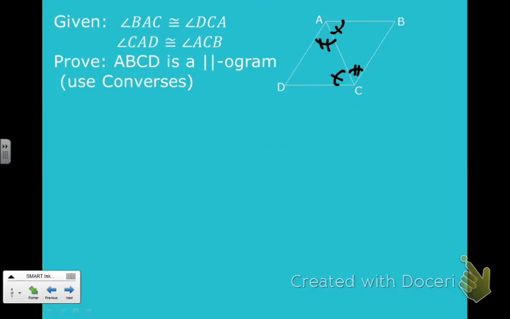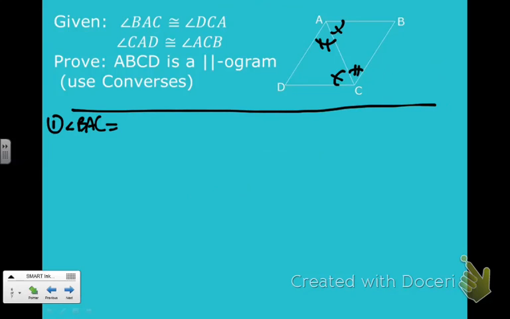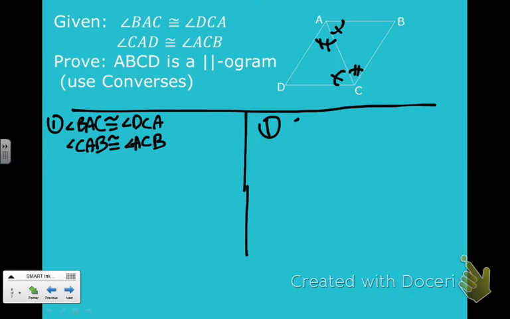So give yourself some room here. I'm going to write this out, old-fashioned style. So number one, we're going to rewrite the given statement. Angle BAC congruent to angle DCA, and angle CAD congruent to angle ACB. And that's just going to be given for us. Nothing fancy there.